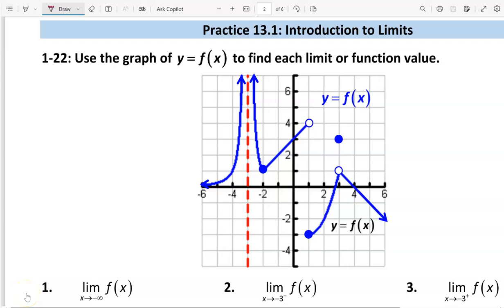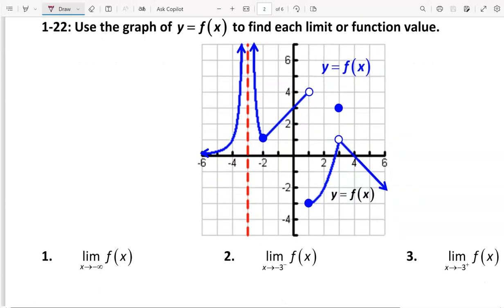This is a video walkthrough for practice 13.1. In each question, we're going to be asked to find each limit or function value if it exists, and we have to keep in mind what all of the notation means. So in number 1, we are asked for the limit of f of x as x approaches negative infinity.